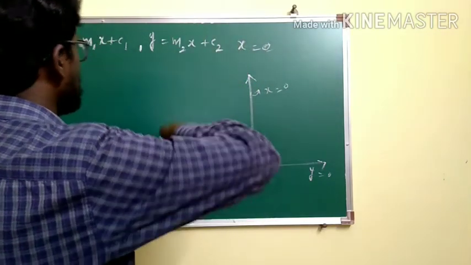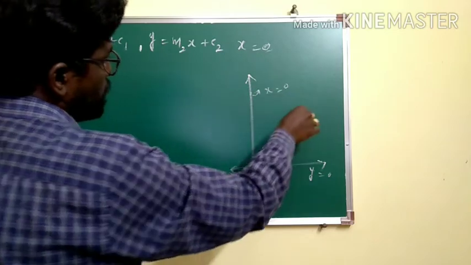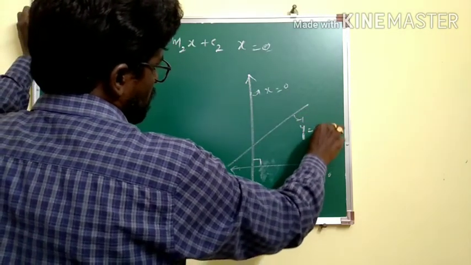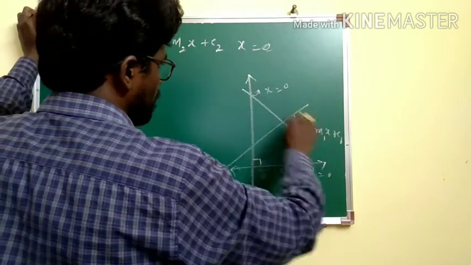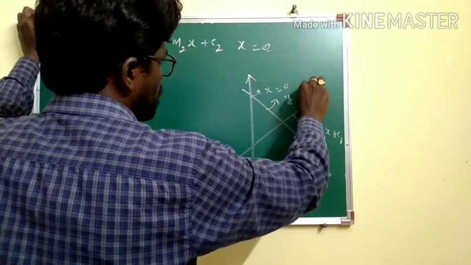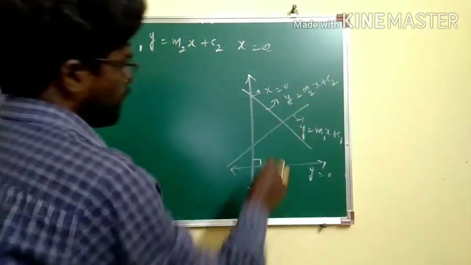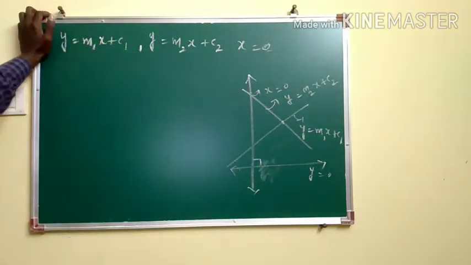The other two lines are y equal to m1x plus c1 and y equal to m2x plus c2. Let's say this is y equal to m1x plus c1 and this is y equal to m2x plus c2.